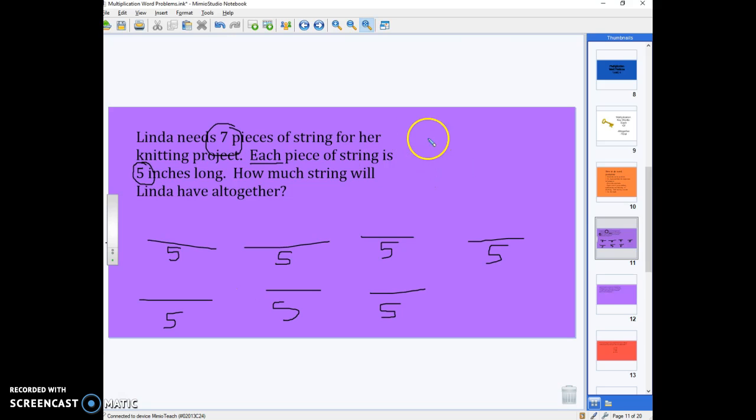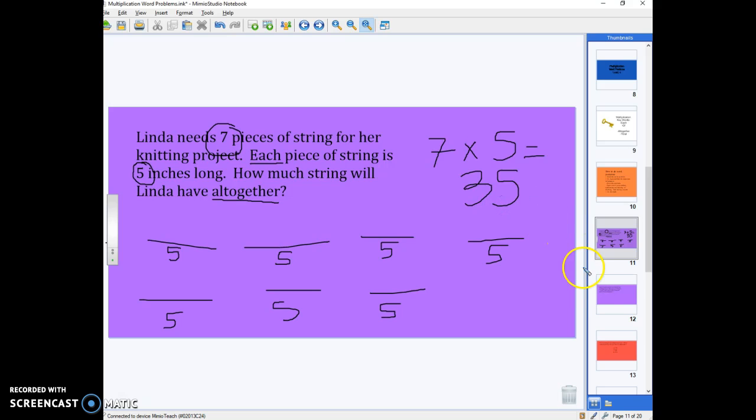So she has 7 pieces of string. Each string is 5 inches long. Each means you need to multiply. So 7 pieces of string times 5 inches. That's how much string she will have altogether. Just count your fives. 5, 10, 15, 20, 25, 30, 35. 7 times 5 is 35. So she will have 35 inches of string altogether.